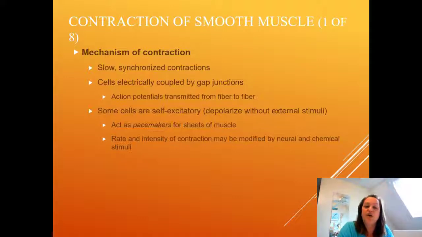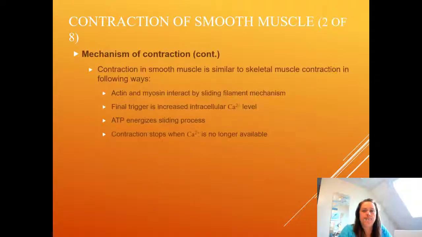Not voluntary, involuntary. We have some self-excitatory cells, we have those varicosities, but it's autonomic. And the body will take care of monitoring the activity of smooth muscle.